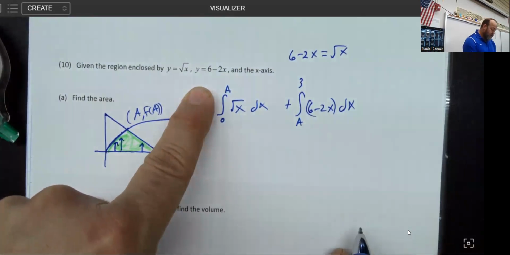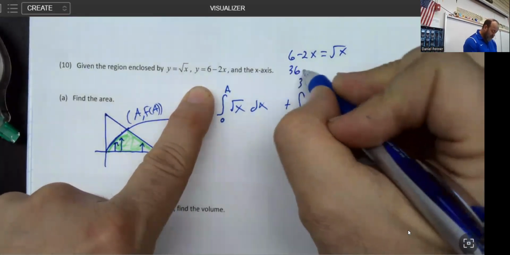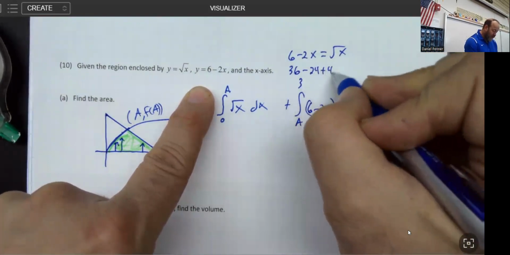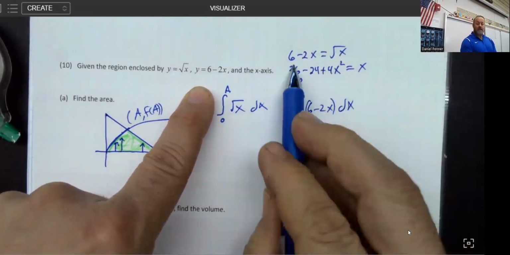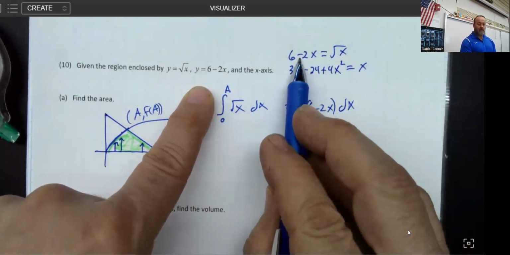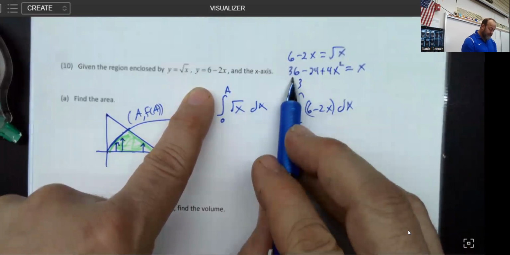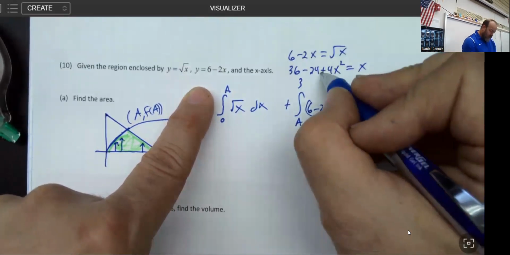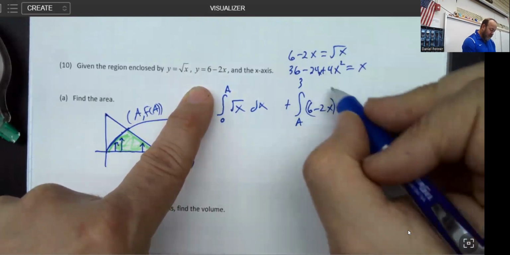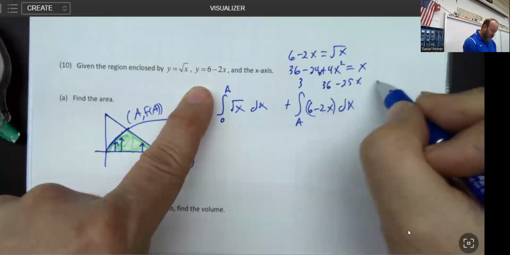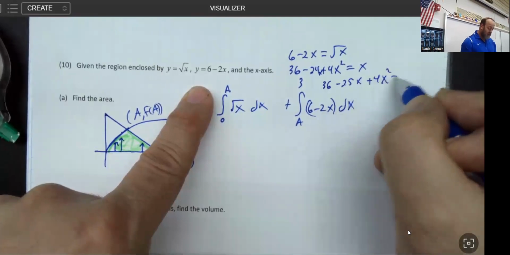So I guess I would square both sides. And we've been doing a little bit of this throughout the various videos. Keep in mind, if you take 6 minus 2x times an additional 6 minus 2x, this is what pops out. I missed an x. Move that x across, and I would have 36 minus 25x plus 4x squared is 0.